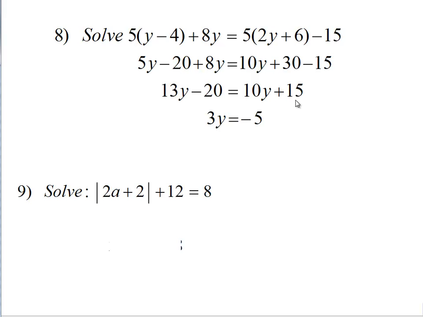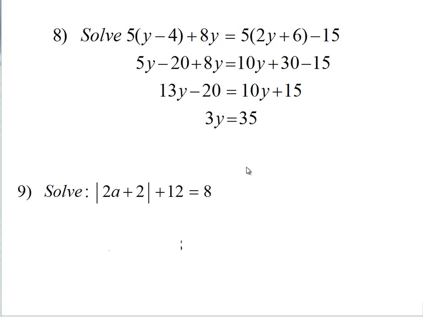should be 35. So we have our 3y. And again, 20 plus 15 is 35. Divide by 3. And you should get 35 divided by 3.